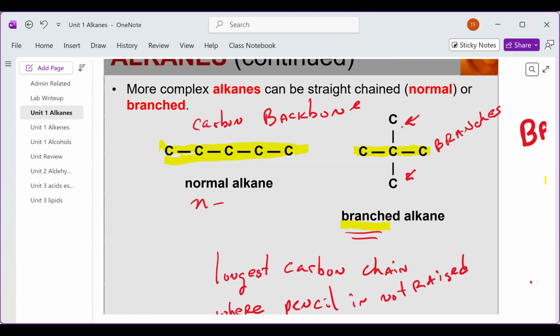Like this would be N-pentane, because there are 5 carbons. This would be dimethylpropane. And we're going to get into naming in a little while. But the bottom line is, because the carbon count is the same, doesn't mean they're the same molecule. One could be branched, one could be not.